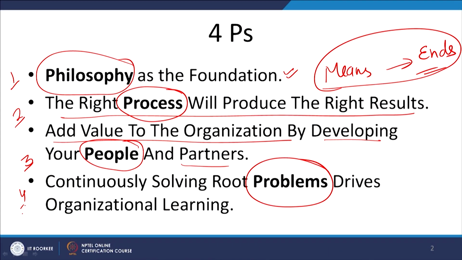So philosophy is the first P, process is the second P, people and partner is the third P, and the fourth P is about problem solving. What Toyota says is that continuously solve root problems, which is going to give you organization-wide learning. Do not just try to paint over your symptoms, rather you need to go to the root causes of the problem. When you go to the root causes of the problem, these will give you more organizational learnings, and that is what people want to know.